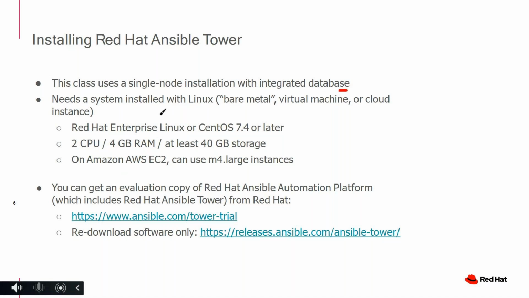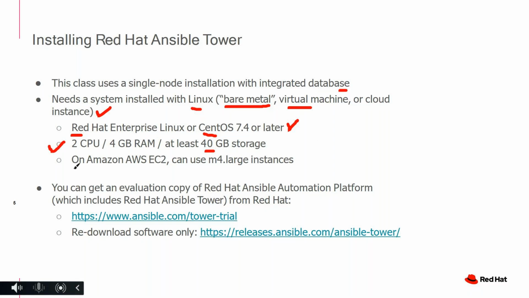You need a system installed with Linux, either bare metal, meaning your on-premise workstations, or you can go to a virtual machine, or you can go to a cloud instance. I want to go for Red Hat 8 version. So Red Hat Enterprise Linux or CentOS 7.4 or later you can go. So I want to go for Red Hat 8. And we require two CPUs, 4 GB RAM, at least 40 GB storage for Ansible Tower. These all are the prerequisites.